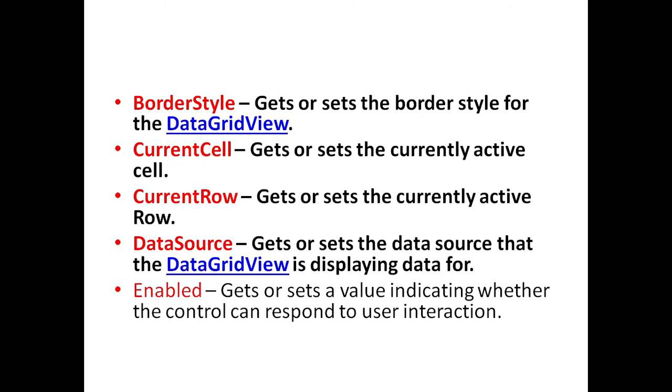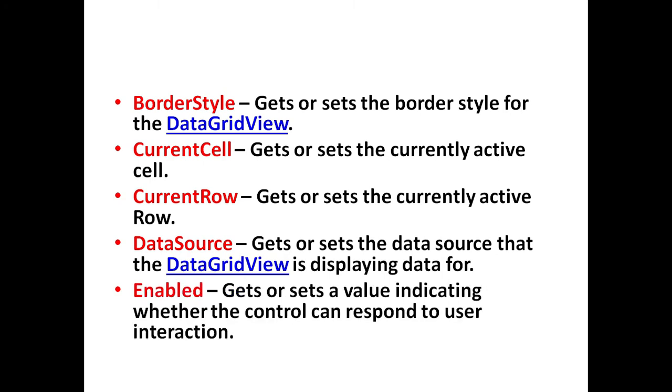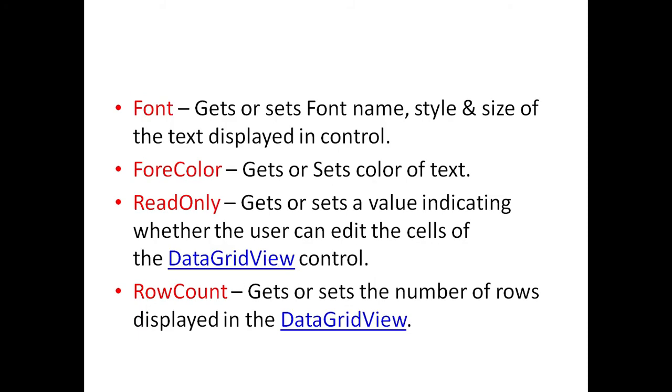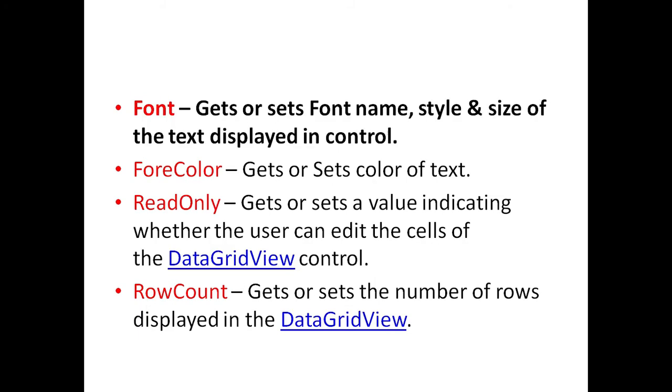DataSource property is used to get or set the data source that the DataGridView is displaying data for. Enabled property is used to get or set a value indicating whether the control can respond to user interaction. Font property is used to get or set the font name, style and size of the text displayed in the control. ForeColor property is used to get or set the color of text.